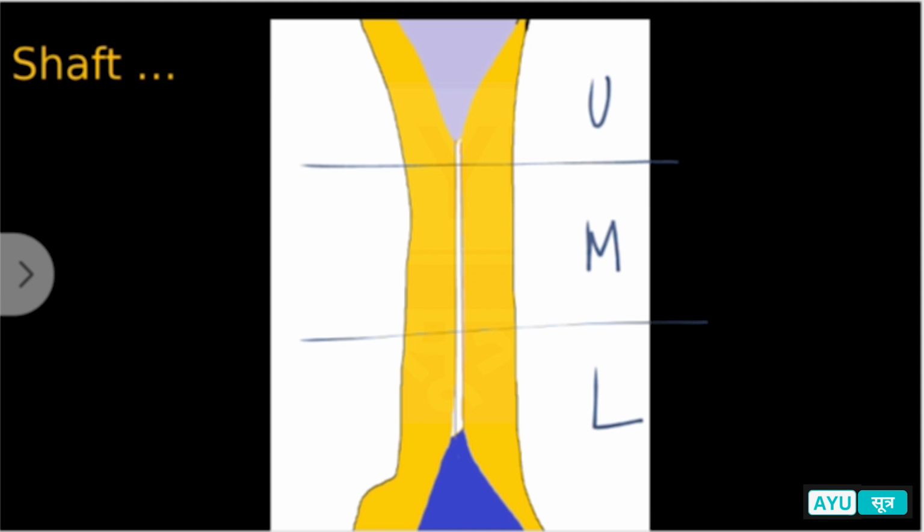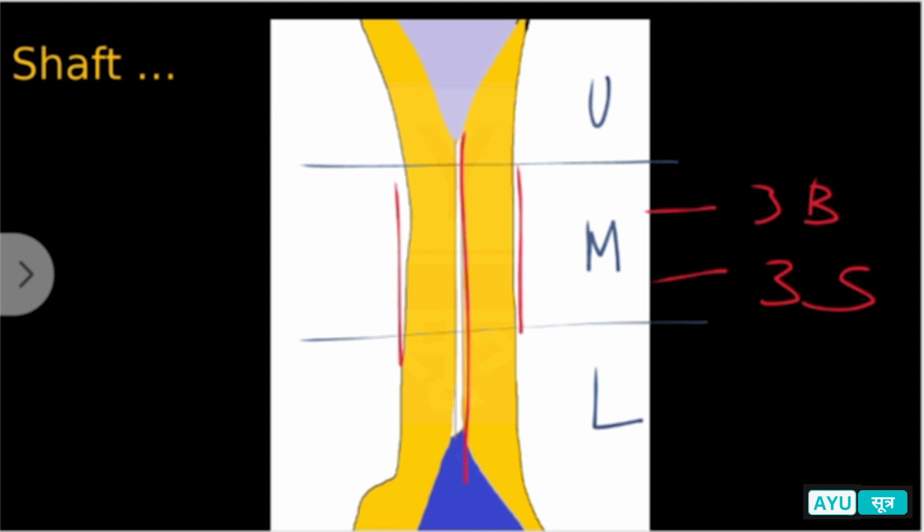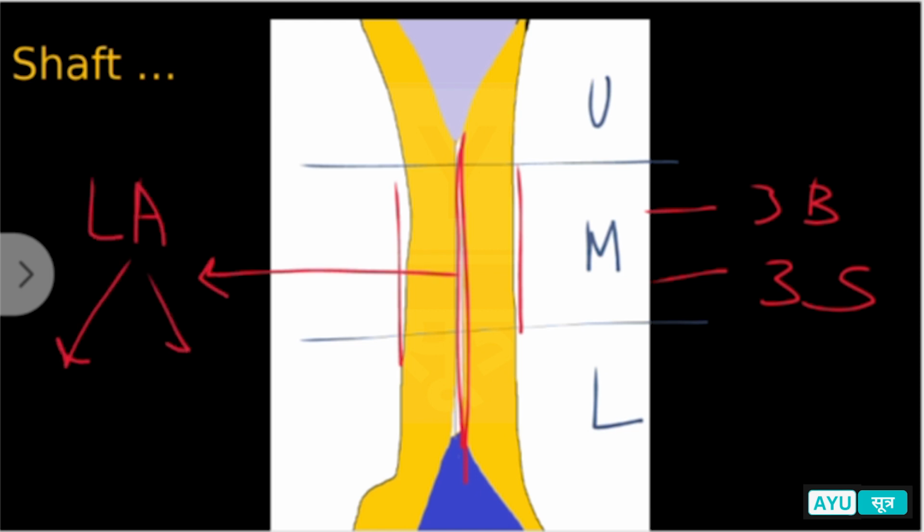The middle 1/3 has three borders and three surfaces, which are anterior surface, medial surface and lateral surface, and the borders are lateral, medial and a posterior border which is in the form of a rough ridge known as linea aspera. It again has two lips, lateral and medial.